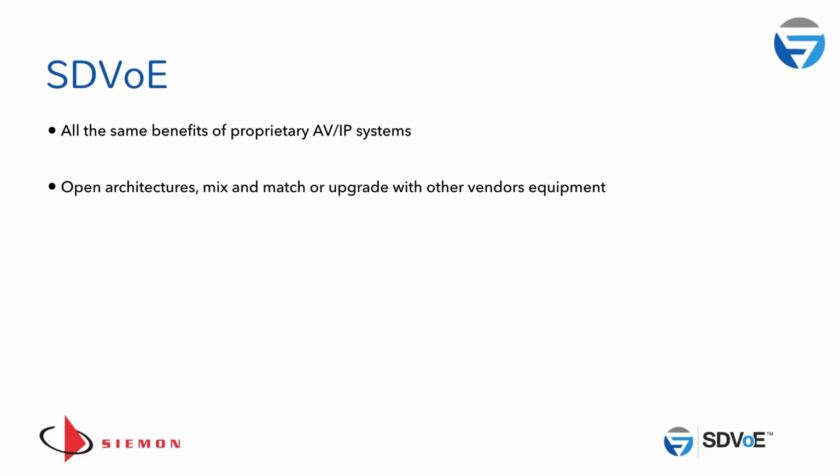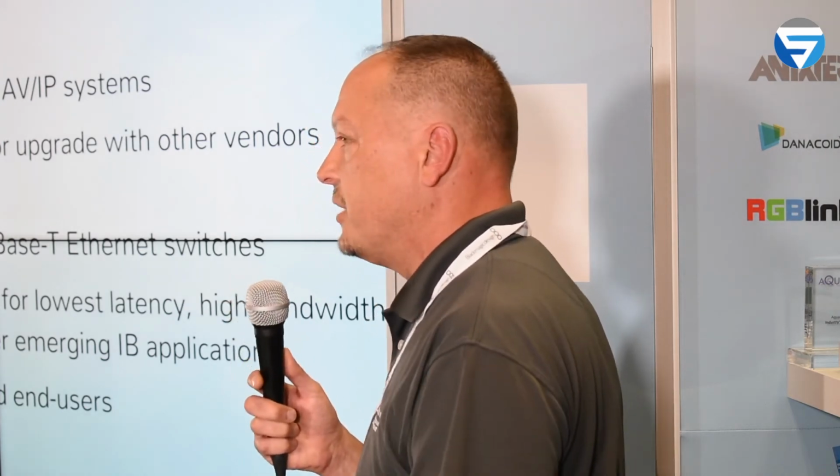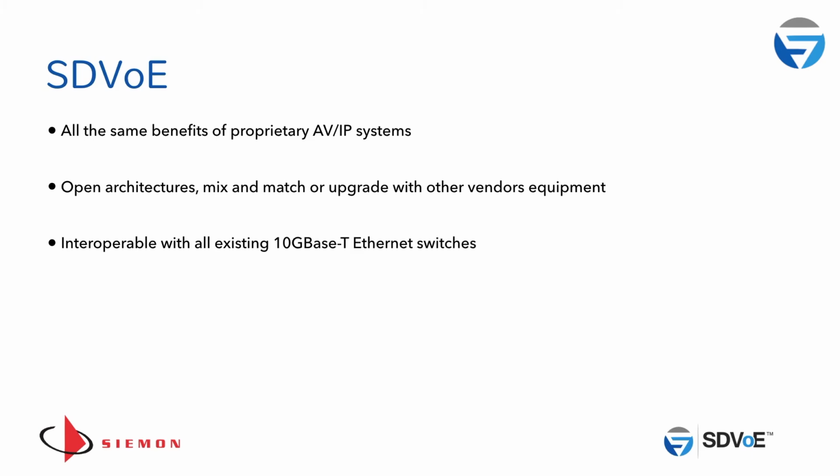SDVoE has many of the same benefits of an AV over IP system, except for its open architecture. You can mix and match and upgrade with other vendors' equipment. I know Justin talks about, if you buy Dell switches and servers, and then later on you want to upgrade to Arista because Arista or HP has a big sale, right now they're going to tell you that if you want to buy those, you have to dump a lot of the other Dell servers because they wouldn't be compatible. Well, it's not the case in SDVoE. Everything is compatible, so when you upgrade, you can go and upgrade to another SDVoE Alliance member's equipment. And it is interoperable with existing 10 gigabit Ethernet switches, anything Arista, Dell, Cisco.